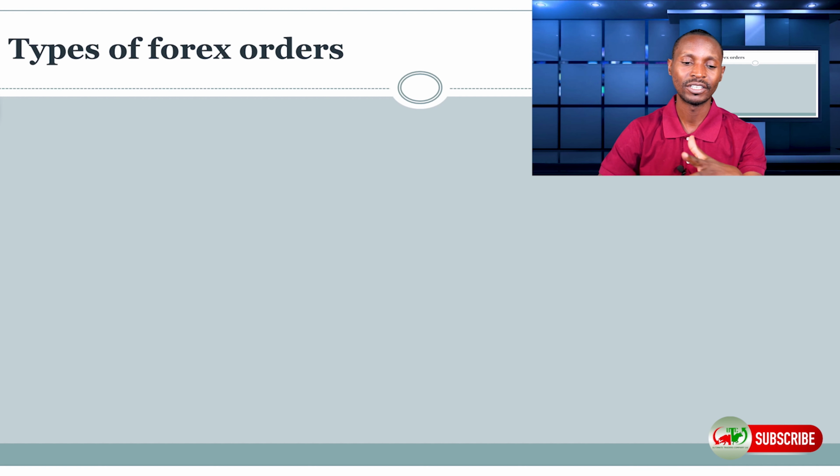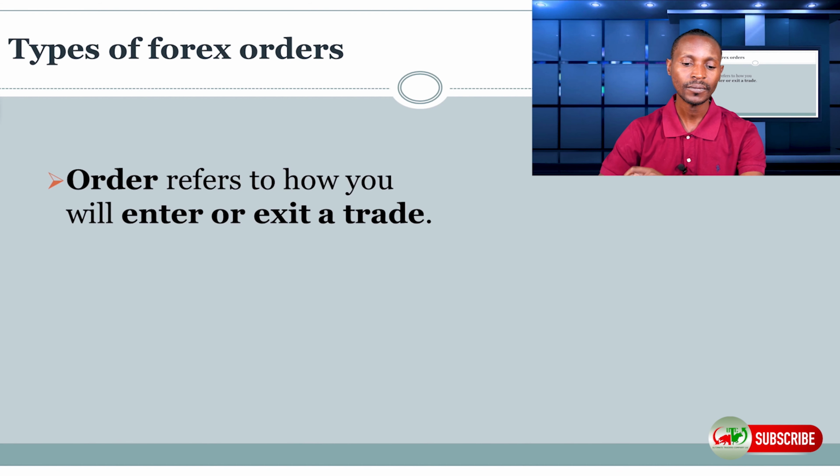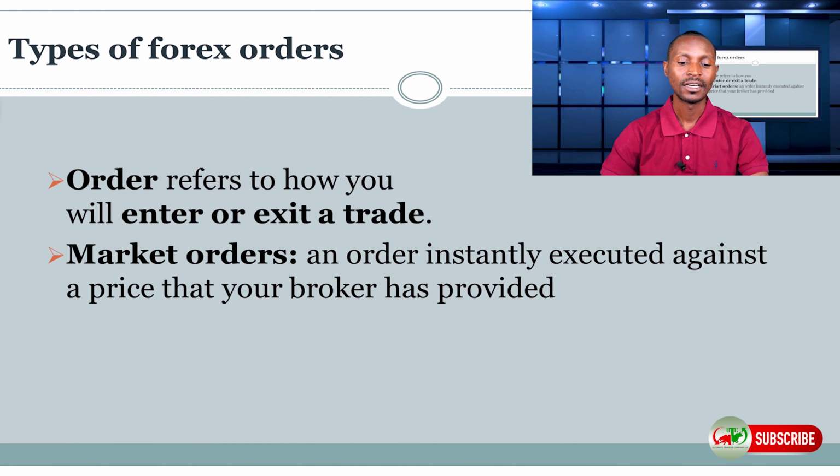This process of entering and exiting trades is what we call an order in Forex trading. There are different types of Forex orders, and that's what we are going to learn today. Order simply means how you wish to enter or exit a trade. That is what we call an order in Forex trading.